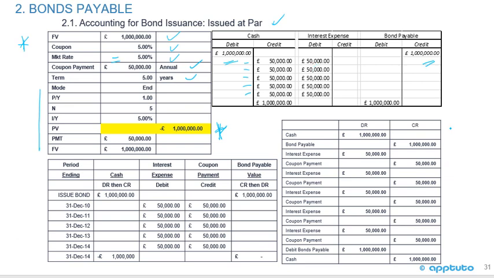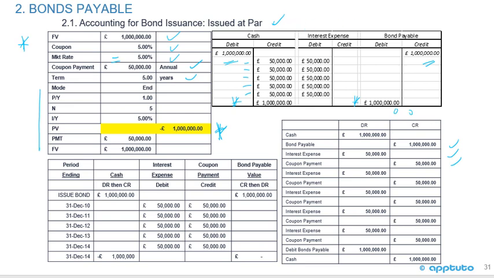So here I just did the journal entries. Some students like T accounts, some students like journal entries, different strokes for different folks. So we can see here we just went through debit cash, credit the bond payable, debit interest expense, credit the coupon payment year by year. And then finally, when the bond matures, I'm going to credit my cash, the £1 million, and I'm going to debit my bond payable. And of course, I have no further liability. Okay, so that's just the quick accounting for a bond issued at par.